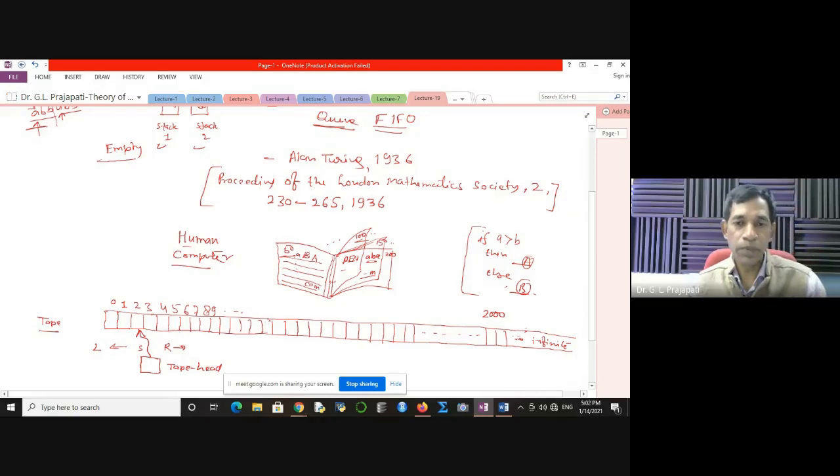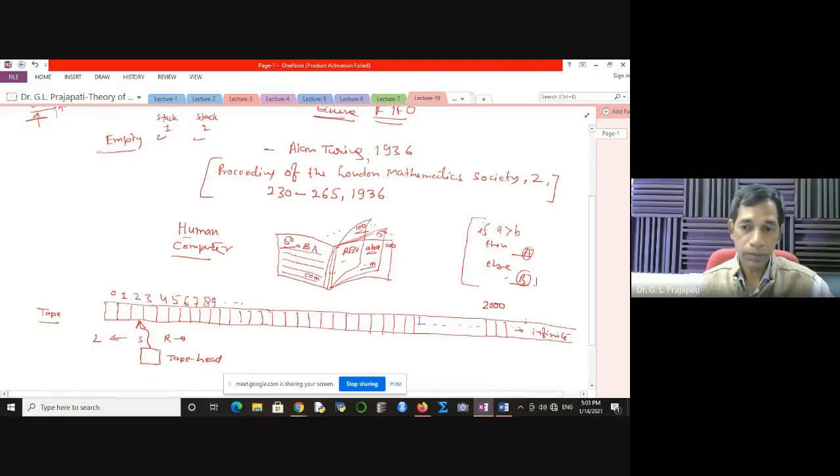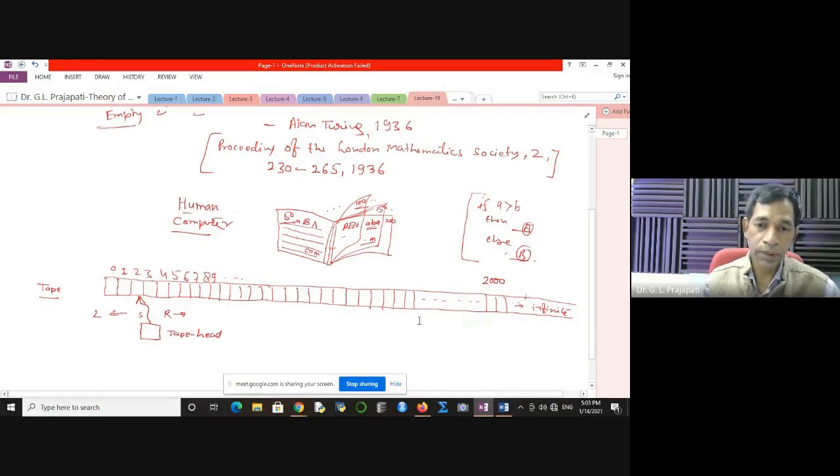And see, in human beings, we have infinite states of mind. In the restricted version of this human computer, which we consider as the Turing machine, instead of infinite possible states of mind, we need only finite states of mind. So for the case of the Turing machine, we have finite states.